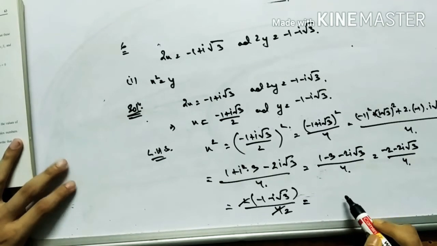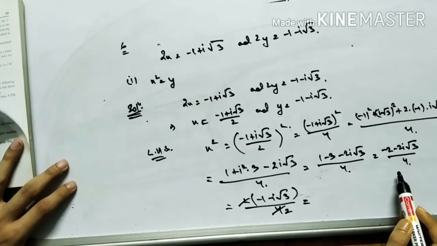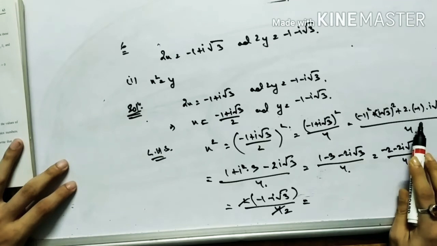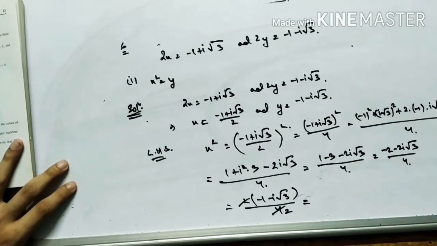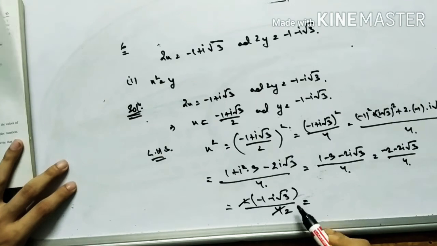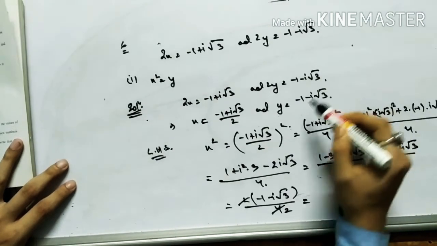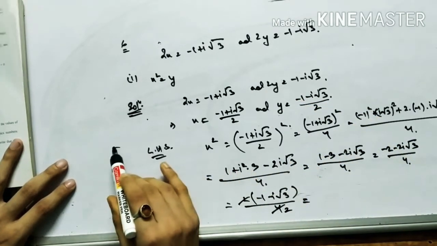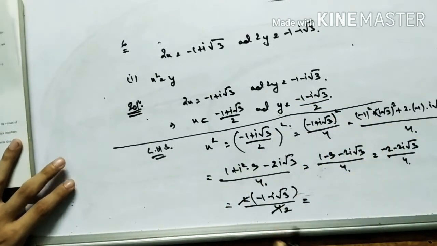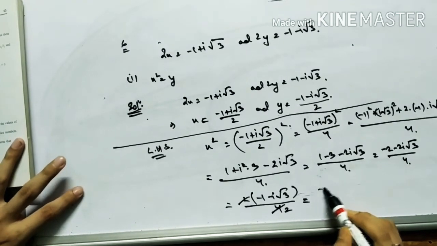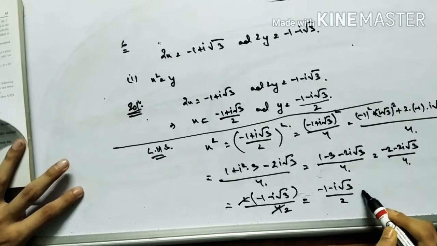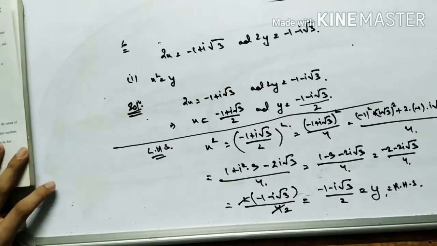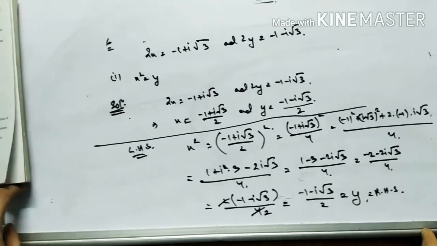So ultimately, sorry, this is y is equal to this one by 2. So now you see I got minus 1 minus i root 3 by 2, and this is equal to y, which is equal to the RHS. Understand? Therefore, it is proved.